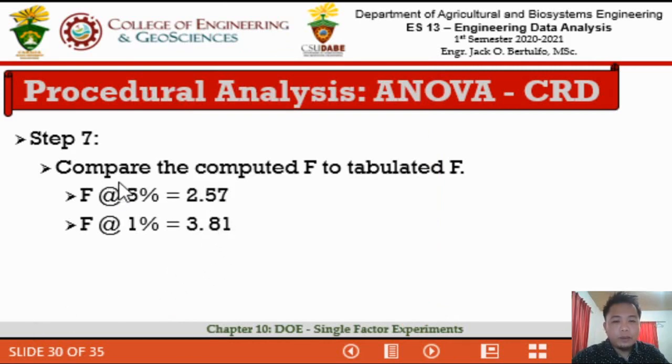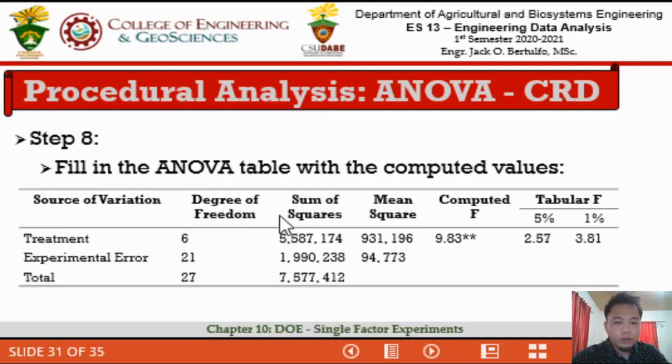Okay, so based on the graph, the same as the process for 1%, 6 and 21 are still used. So at 5%, you have 2.57, then at 1% you have 3.81. Now after this, once you have the values from the table, we need to fill in the table we created earlier.